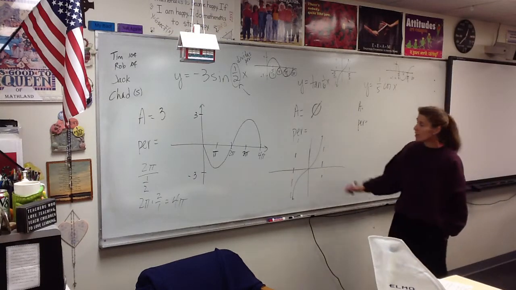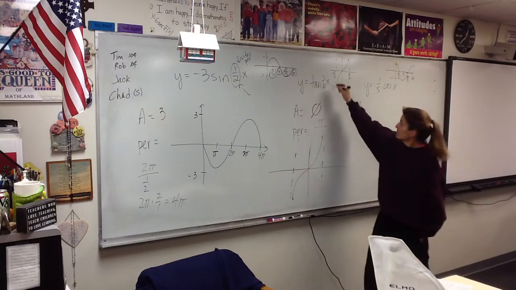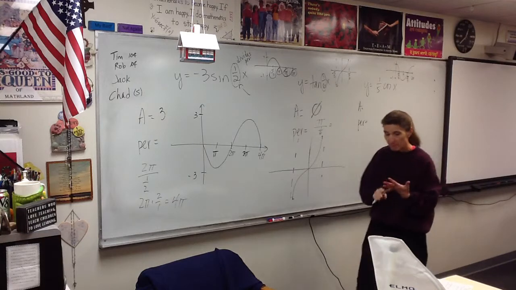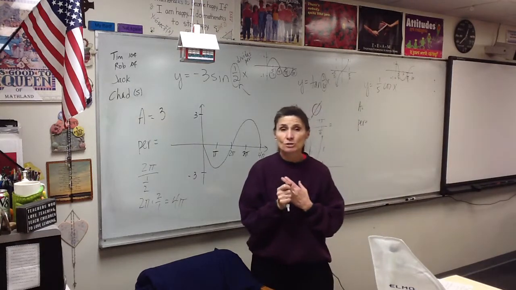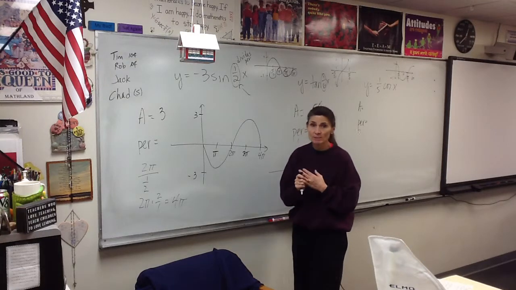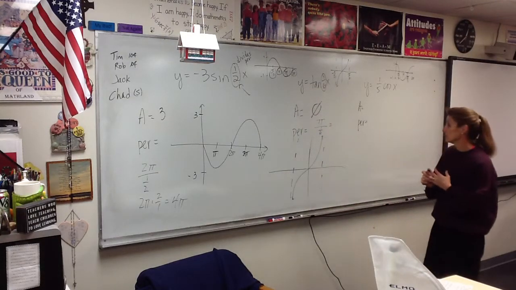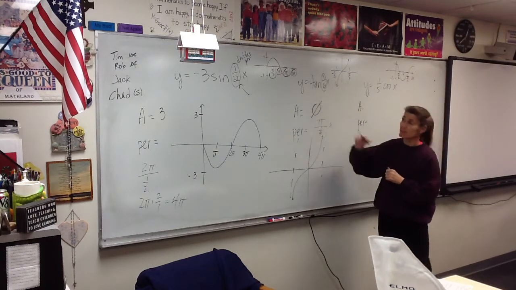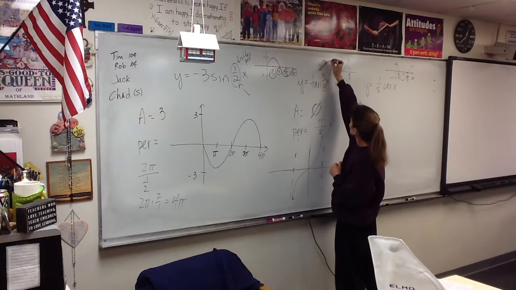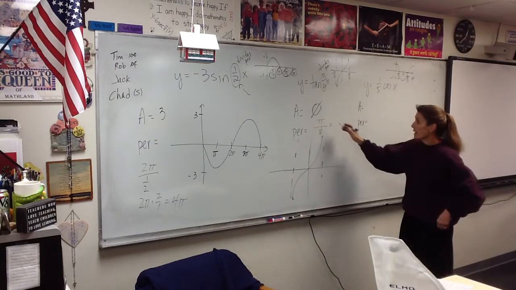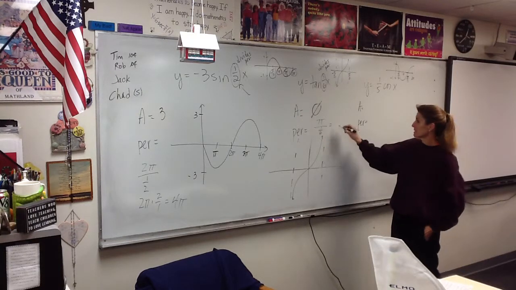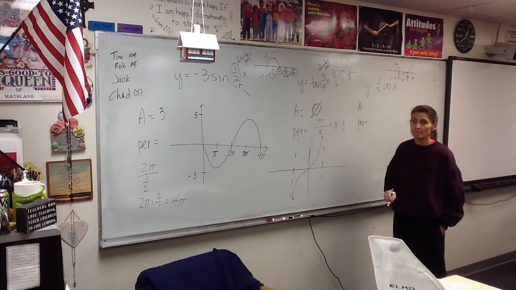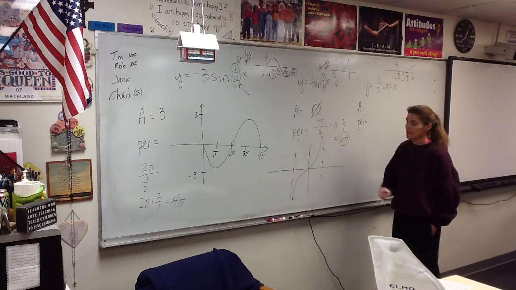The period is supposed to be pi, but this one has been divided by 1/6. Remember, the period of the sine and cosine is 2 pi. The period of the tangent is pi. So we have our normal period, which is pi, then divided by 1/6. This number divides the period. So pi divided by 1/6 is pi times 6 over 1. My period is 6 pi.